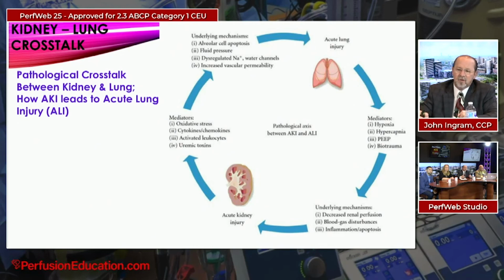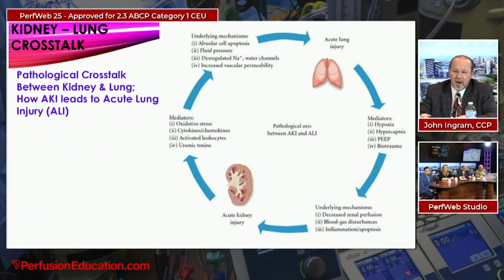And then you have alveolar cell apoptosis, fluid pressure is changed. Then you have a dysregulation of the sodium and water channels. At the alveolar level, if you have a dysregulation of the sodium and water channels, your lung takes on fluid. Mm-hmm. You begin to have pulmonary edema right away. So this release of inflammatory markers by the kidney leads to increased vascular permeability, again leading to pulmonary edema. So now you have acute lung injury. The acute lung injury then has inflammatory responses of its own. Okay, but the first thing that happens is the lung doesn't function very well. You become hypoxic. You become hypercapnic.